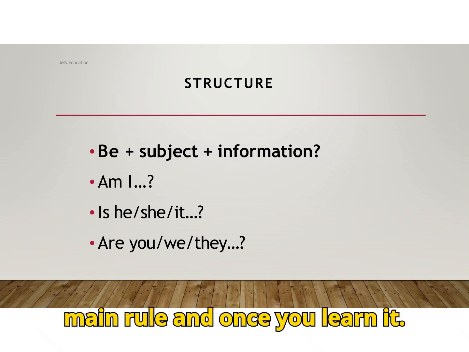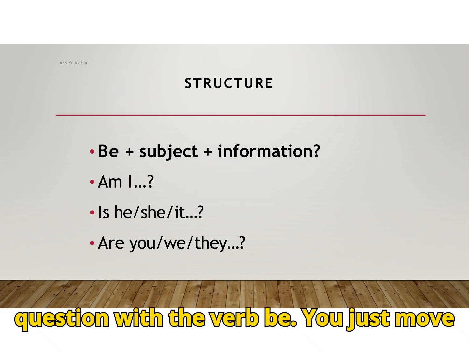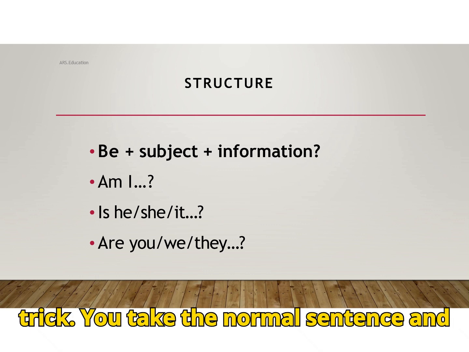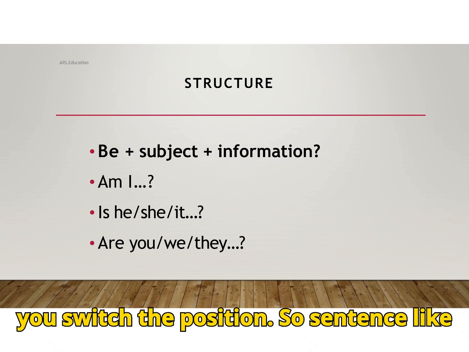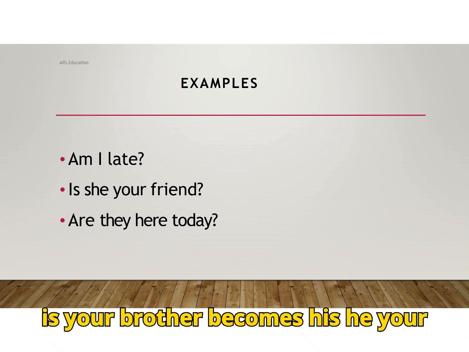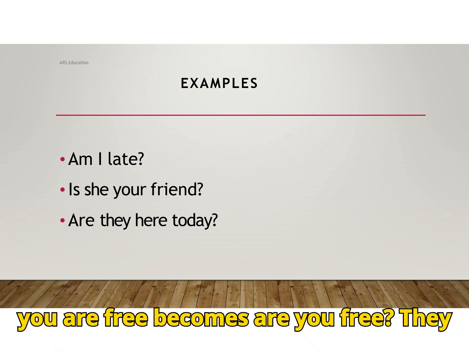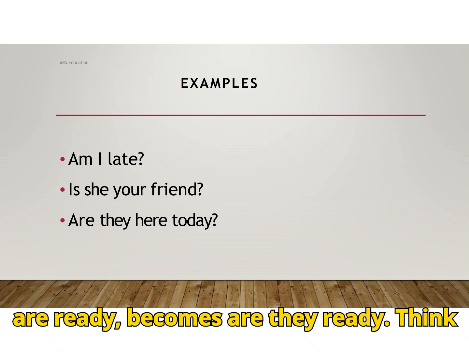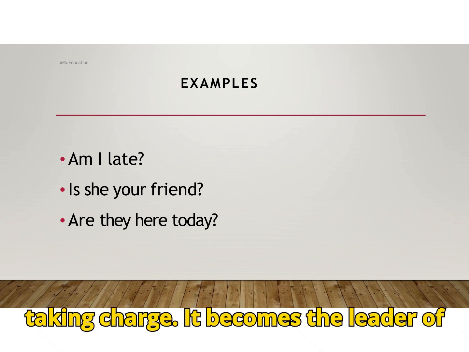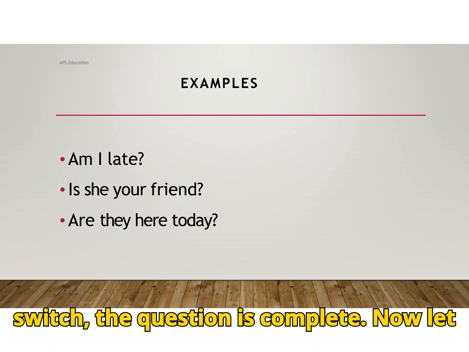There is one main rule and once you learn it, everything becomes easy. To make a yes-no question with the verb be, you just move the verb to the front. That is the whole trick. You take the normal sentence and you switch the position. So a sentence like you are ready becomes are you ready. He is your brother becomes is he your brother. She is okay becomes is she okay. You are free becomes are you free. They are ready becomes are they ready. Think of it like the verb stepping forward and taking charge. It becomes the leader of the sentence. Once you make that small switch, the question is complete.